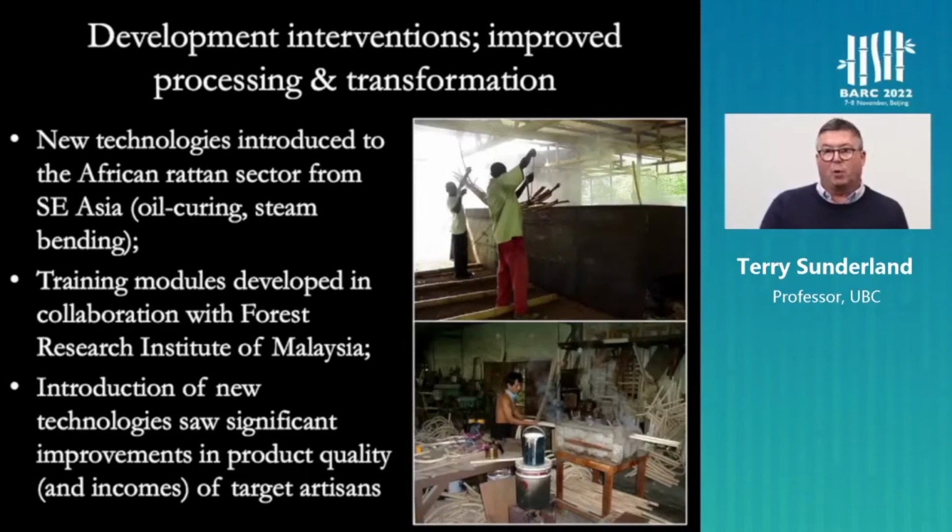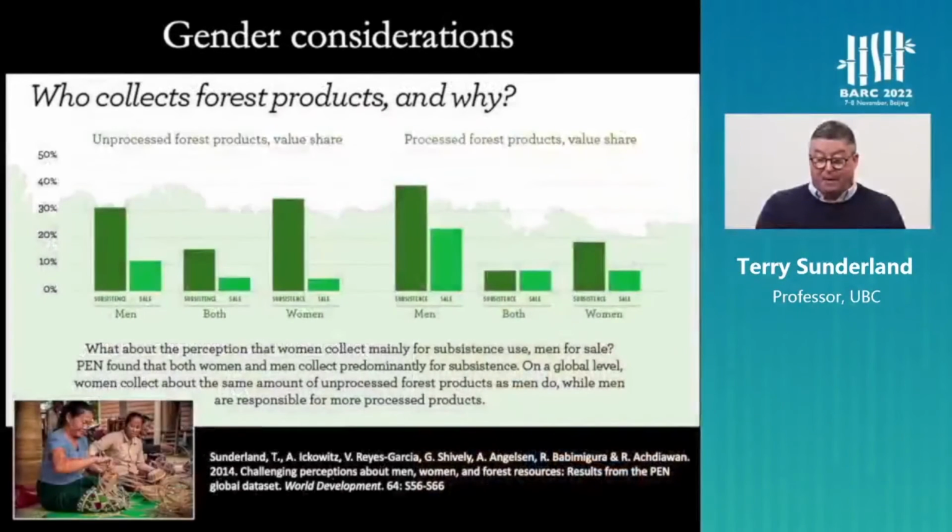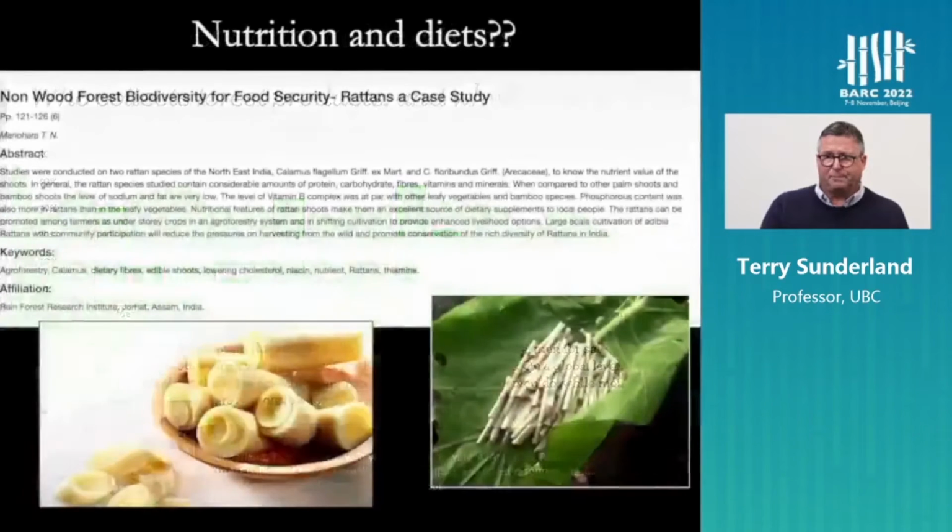And we saw considerable improvements in both the quality and, of course, the incomes of target artisans in Cameroon and Nigeria. So just going back to this issue of gender, why is this such a male-dominated activity? Well, it's a fairly unpleasant activity, and the perception is that there are certain products that are harvested by men and certain products that are harvested by women. And this is a reference to a publication that discusses that in considerable detail.